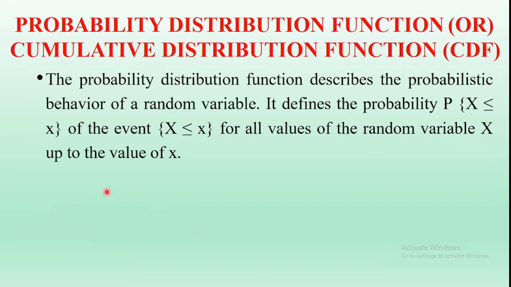Capital X is the random variable. Generally the random variables are represented by uppercase letters, that is capital X, capital Y, capital Z, and values of the random variables are represented by lowercase letters, that is small x, small y, small z, like that. This is already discussed in my previous video.